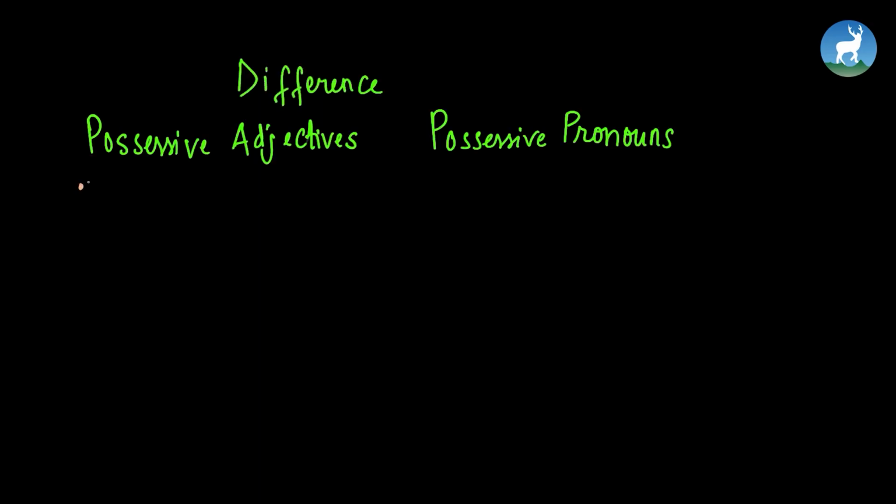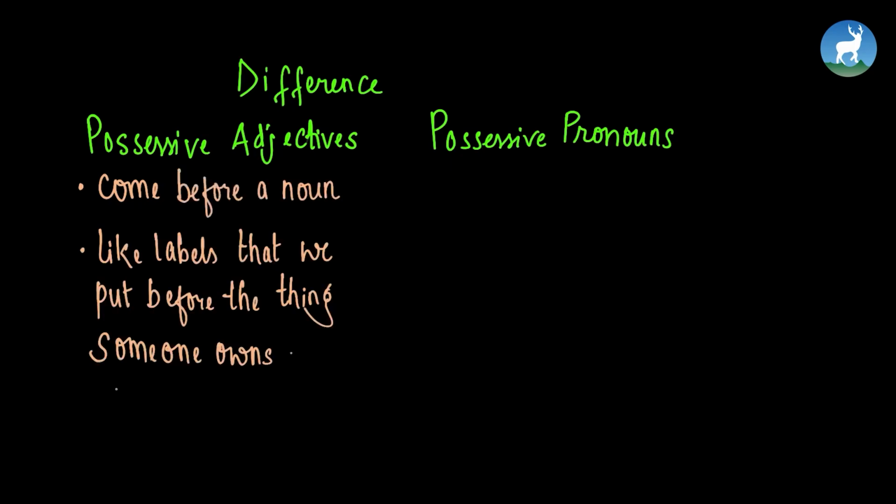Possessive adjectives come before a noun to tell us who owns something. So in a sentence, possessive adjectives always come before a noun. They are like labels that we put before the thing that someone owns. Let's write an example for this and then we shall move to possessive pronouns. This is my notebook. Let's have a look at the possessive pronoun.